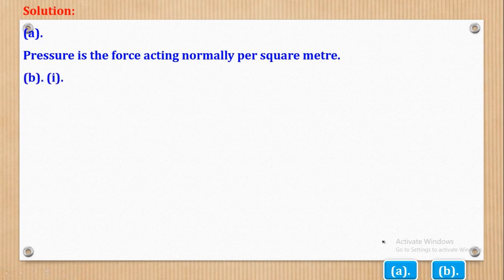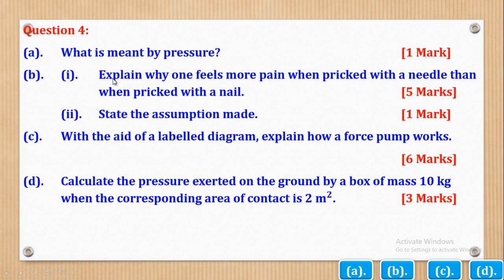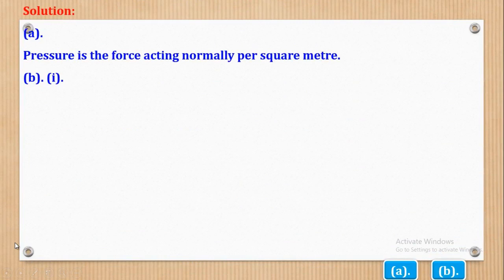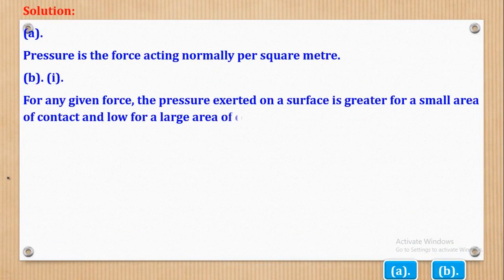So that was part A. Now we shall go to part B, Roman 1. Part B, Roman 1 says, explain why one feels more pain when pricked by a needle than when pricked by a nail. So first of all, we need to know that for any given force, the pressure exerted on the surface is greater for a smaller area of contact than for a large area of contact.